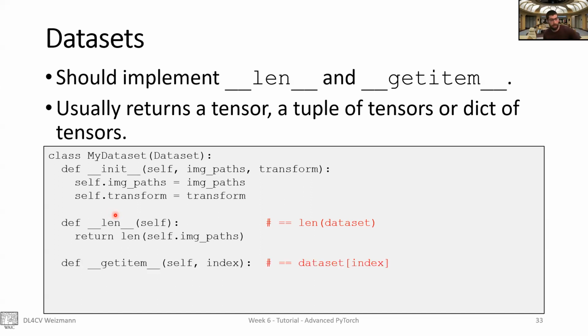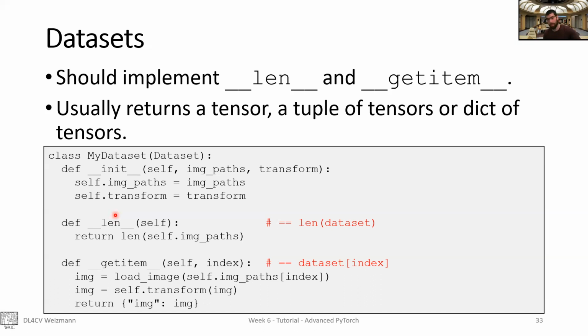And get item is what actually happens behind the scenes when you call something with an index. So here, what we'll do is load the image. This, for example, will return a PIL image, which is some format of image. We'll apply the transform on that image. It can be augmentation or something else. And we'll return a dictionary, where in the key image, we return the image after the transformation.